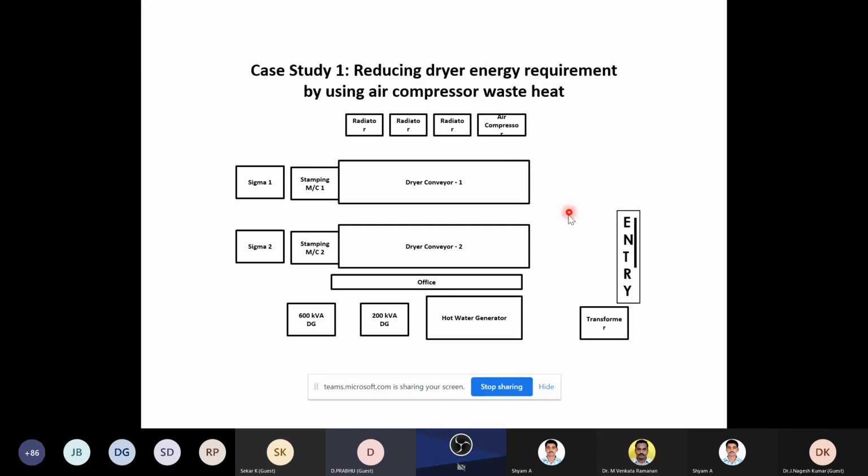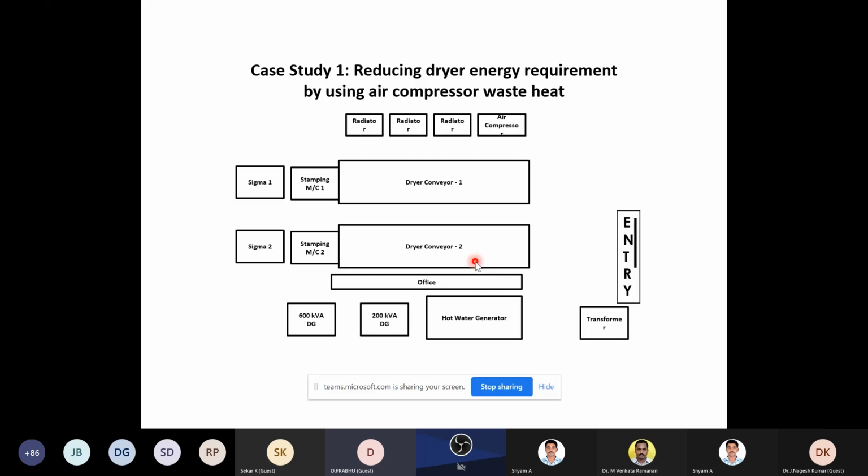So what some of the industries do is to have a pressurized hot water generator. If you have a pressurized hot water system, you can raise the temperature to 120 or 130 degrees without making it into steam. So the hot water temperature itself will be 120 degrees in pressurized condition. This pressurized hot water is going into the dryer.